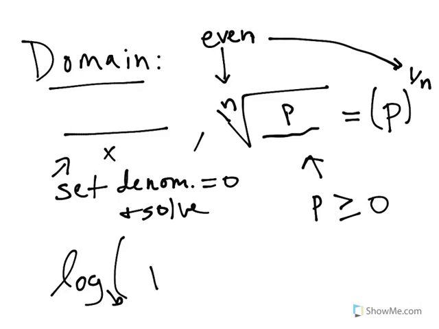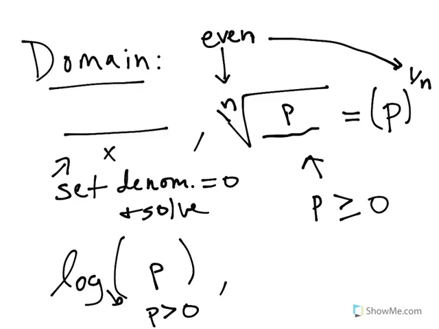So again, let me just call this p inside here. And the idea with a log, you're actually not even allowed to have the log of 0. So here, p is not greater than or equal to 0. Here, p is just greater than 0. So these are some issues where you could have some domain issues that you need to be careful about.